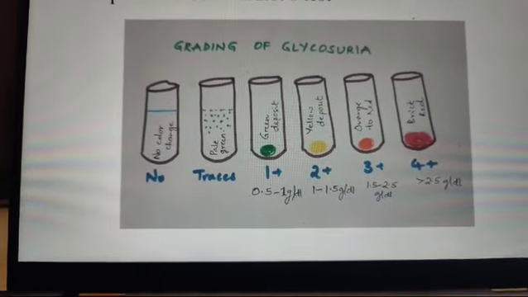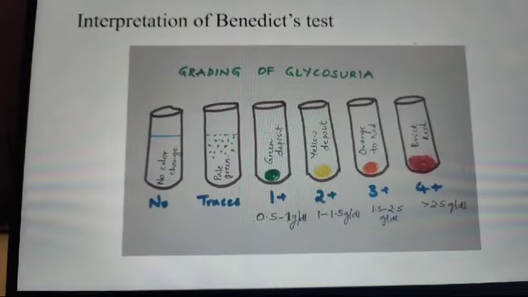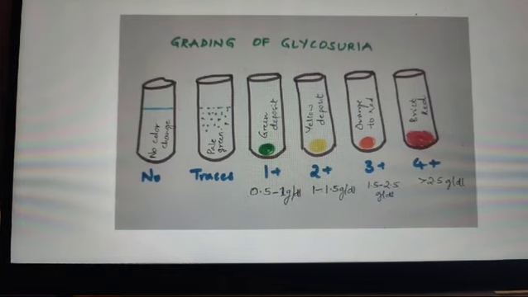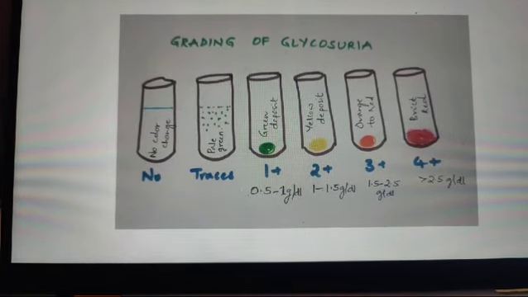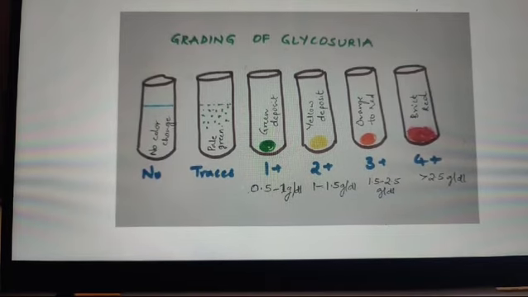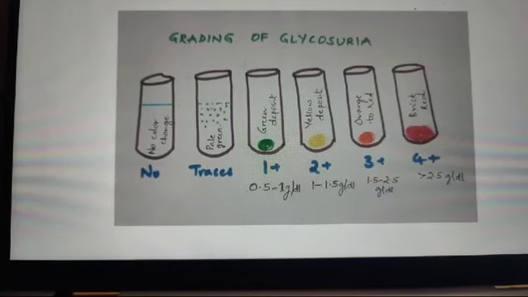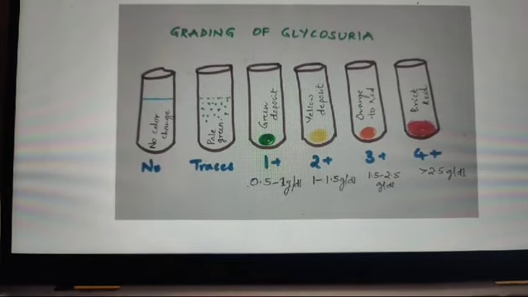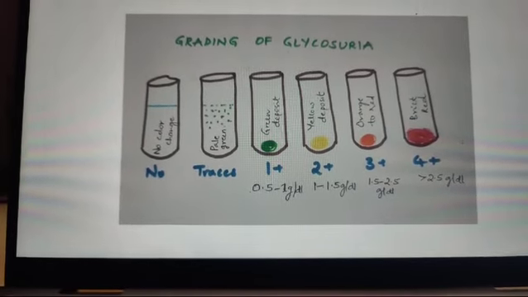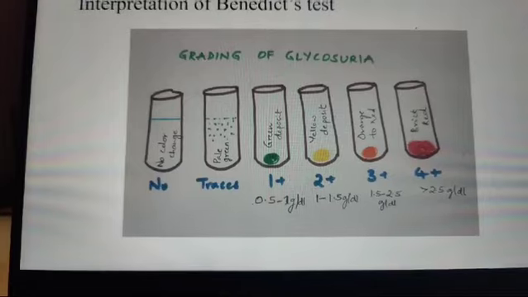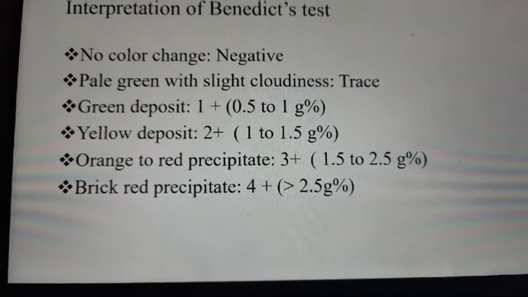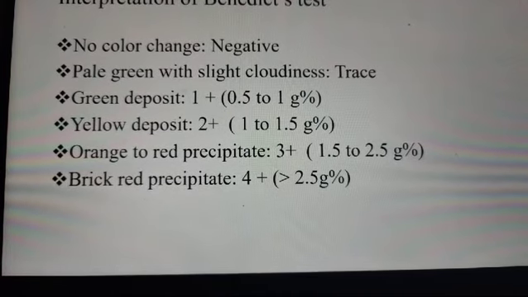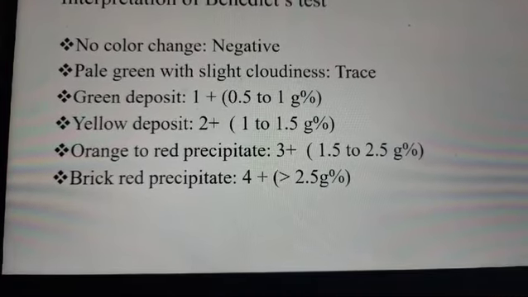This is how we grade the glycosuria by Benedict's test. When there is no color change, that is, Benedict's reagent remains blue, the result is negative. When it is pale green, traces. When it is green, 1 plus, 0.5 to 1 gram per deciliter. 2 plus when it turns to yellow. Orange, when it is 1.5 to 2.5, is 3 plus. Finally brick red is 4 plus, where the glucose or the reducing sugar is more than 2.5 gram per deciliter. In a tabulated form: negative, no change in color; traces, pale green; green, 1 plus; yellow, 2 plus; orange to red, 3 plus; brick red, 4 plus.